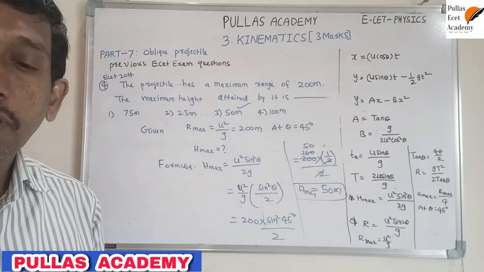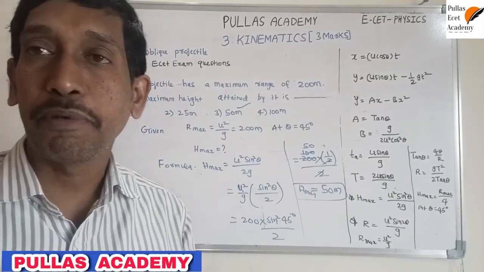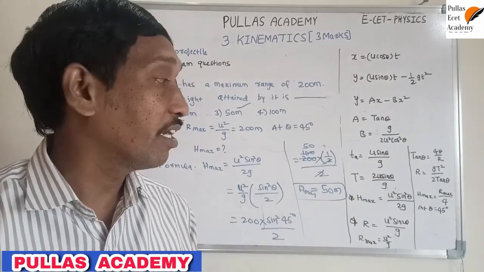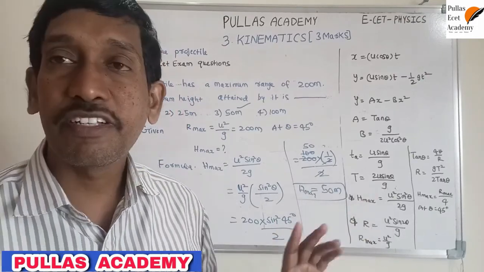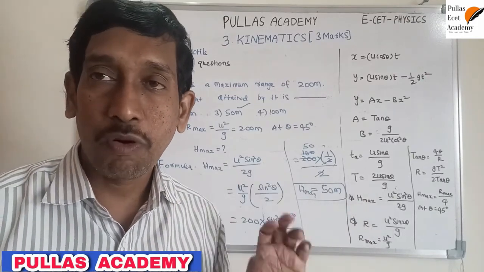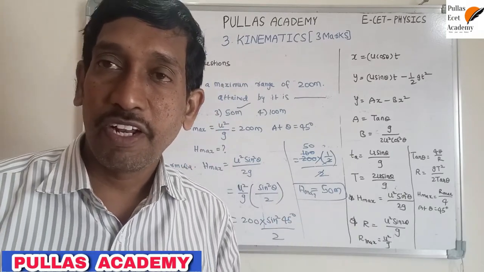So this is one more repeated problem from the previous exam. This type of questions are repeated in the previous exams. You have to concentrate mainly on maximum height and range, and the relation between maximum height and range is the important concept in oblique projectile.